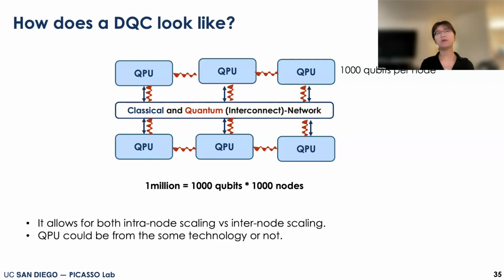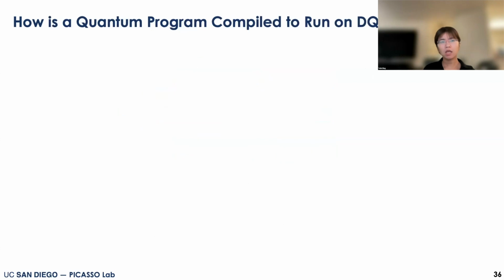Okay, so in this way, the DQC allows both intra-node scaling and inter-node scaling, and it's possible for us to even connect machines from different companies or different technologies together. So that enables another level of scaling. And so suppose we have the DQC machine.